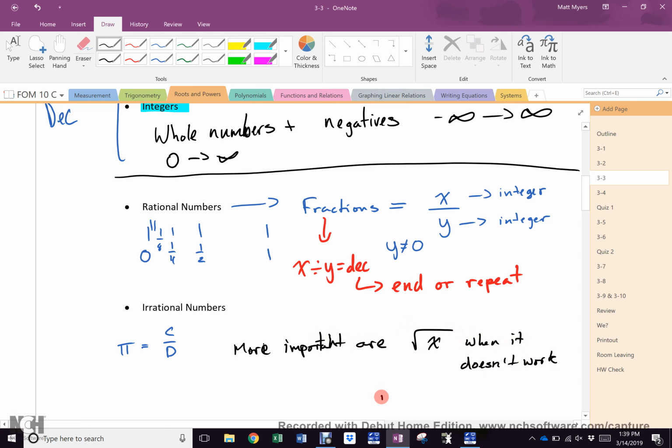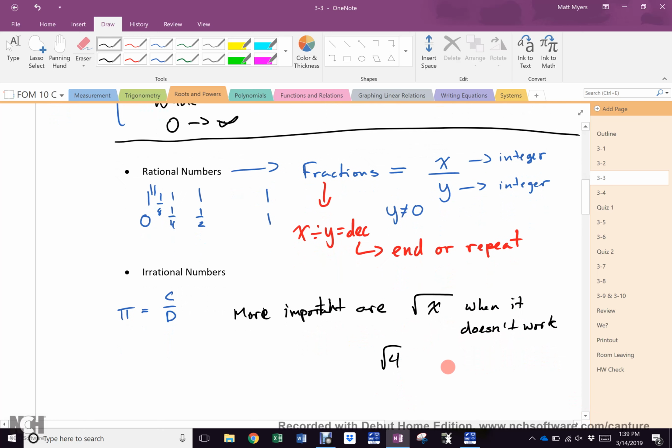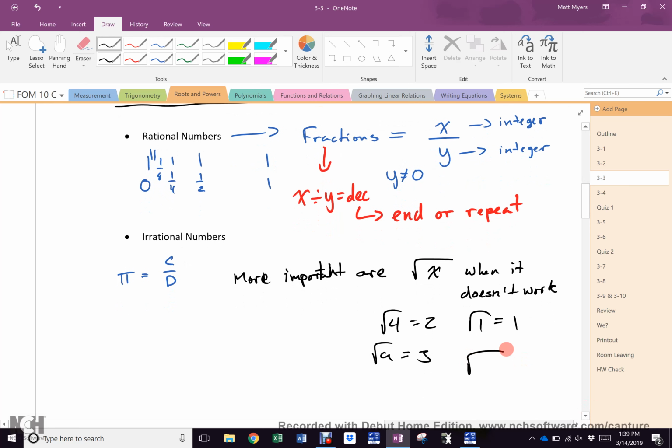What? What do you mean by that? Well, what's the square root of 4? 2 works fine. What's the square root of 9? 3 works fine. What's the square root of 1? 1 works fine. What's the square root of 1 quarter? 1/2. All works fine. Everybody with me?